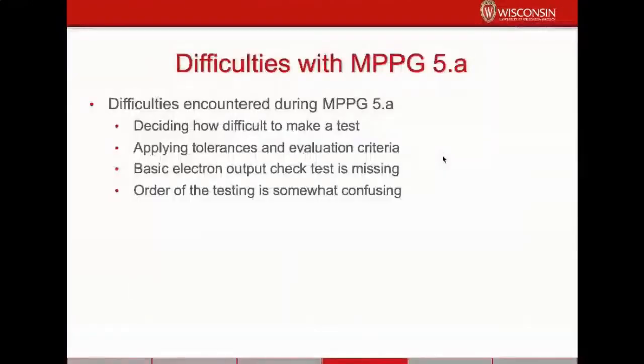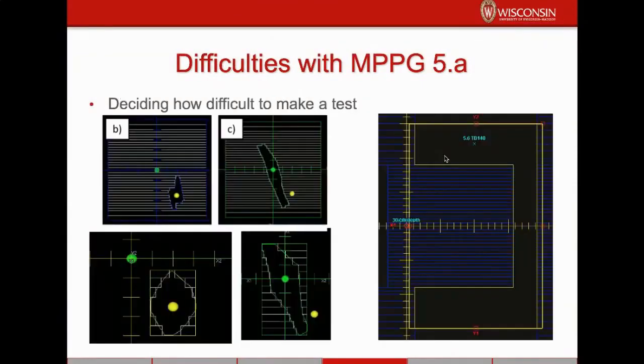Next, I'm going to discuss some of the difficulties I encountered while implementing MPPG 5A. One difficulty is deciding how difficult to make a given test. So when I first did this, I was a young, eager resident, and I really wanted to scrutinize the dose calculation algorithms that we were commissioning and push them to their limits. But sometimes that's not what MPPG 5A is asking you to do. Sometimes they're asking you to do a very specific thing and make sure that your algorithm passes for that thing.